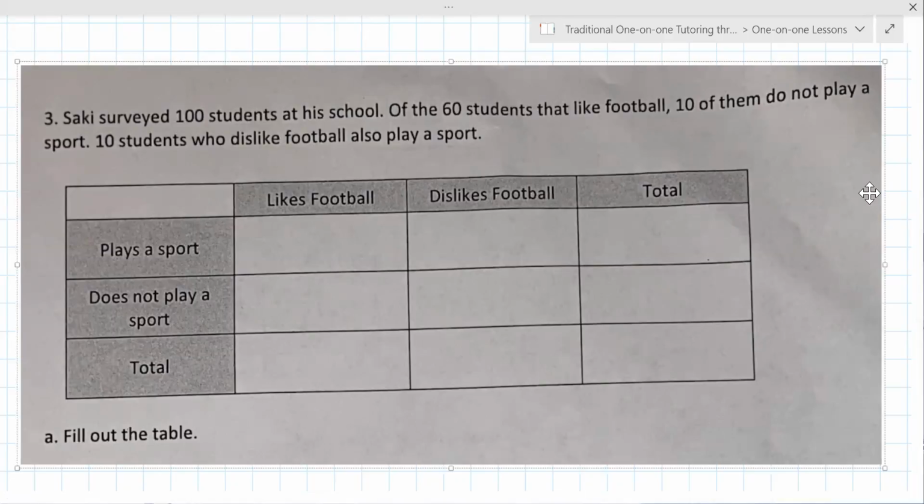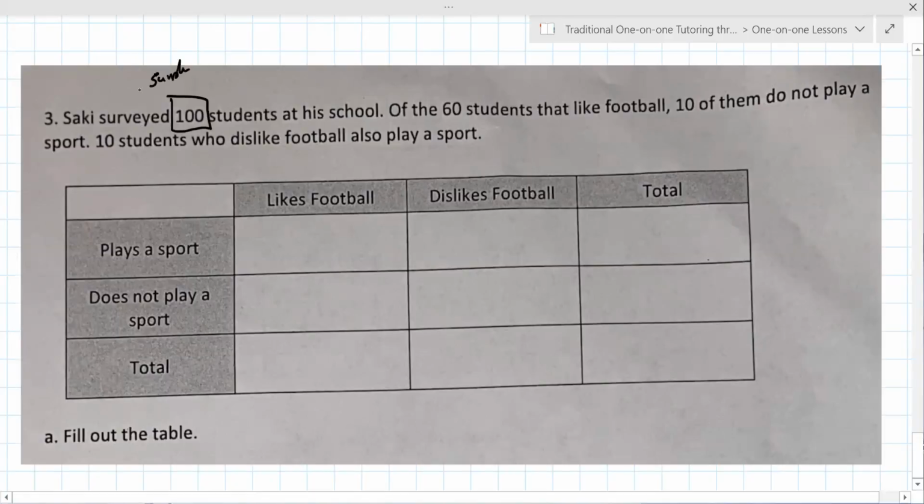All right. Saki surveyed 100 students at his school. So what that means is that whatever this number is right here, that's your sample, all the grouping that you surveyed. These 4 boxes are going to add up to 100.